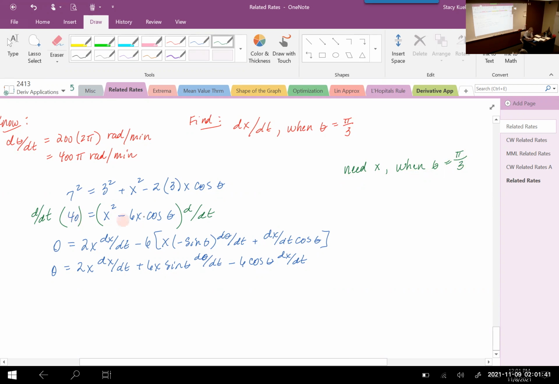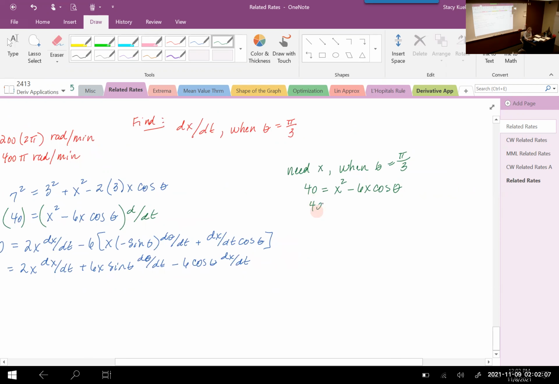And I'm actually going to use this 40 is equal to x squared minus 6x cosine theta, because that was basically the same thing that we did before using Pythagorean's theorem to find that extra side, right? So it's the same thing, only I'm using the law of cosines here. So I'm going to simplify that and solve. I have 40 is equal to x squared minus 6x times the cosine of pi over 3.